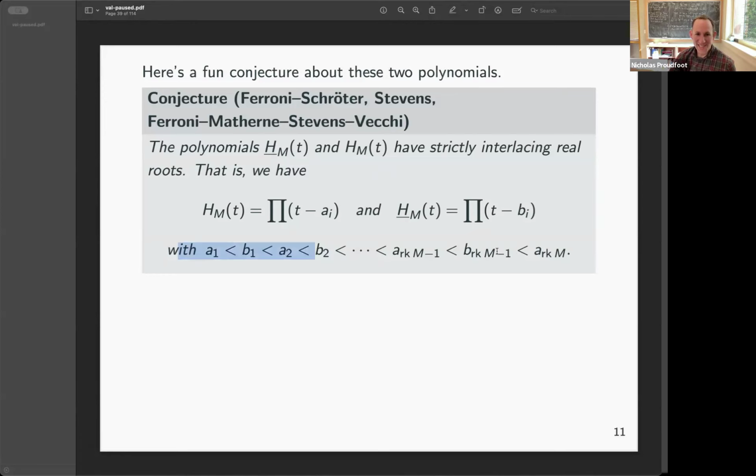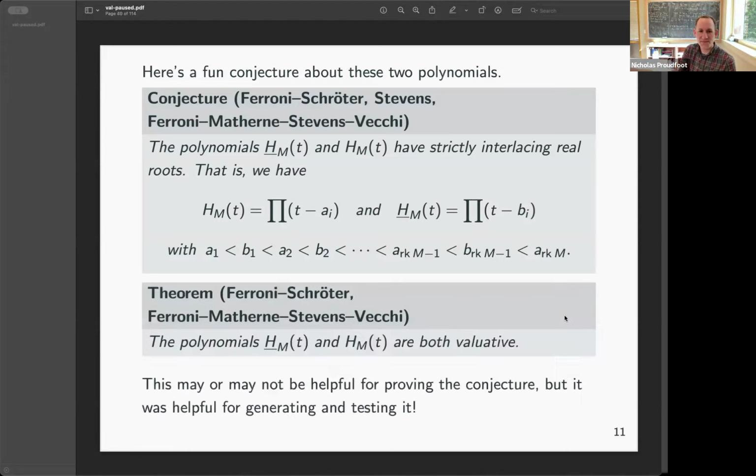Here's the more formal way to say it. You have rank M roots of the bigger polynomial, and rank M minus 1 roots of the smaller polynomial, and the roots fit together along these inequalities, strict inequalities. So that's an open conjecture. They're not even known to be real rooted. It's conjectured to be real rooted with interlacing roots. And again, I'll come back to this when we talk about the categorical versions.